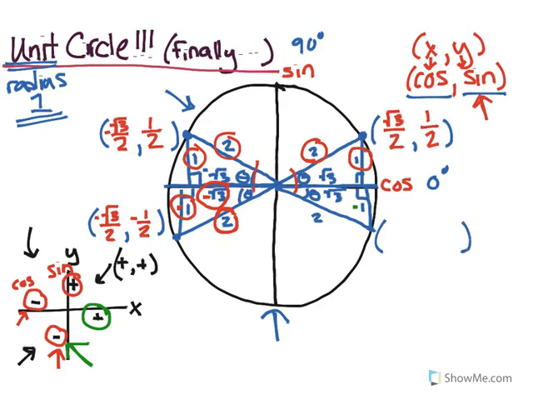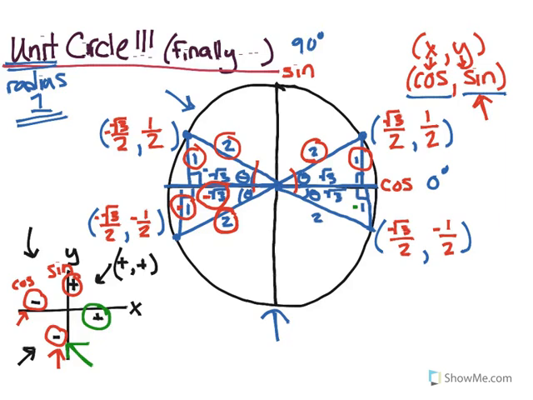So we get our coordinates set up, and we do our cosine value, adjacent over hypotenuse. That's going to be root 3 over 2. And then we're going to do our sine, which is opposite over hypotenuse, negative 1 half. So notice all four coordinates are incredibly similar, but the signs make a difference. It will tell you which quadrant you're in.